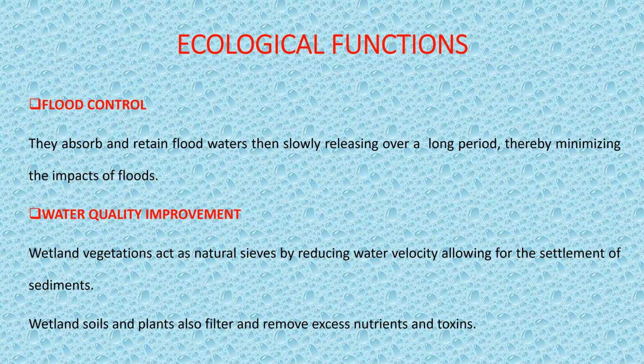Flood control. By acting as natural sponges, wetlands absorb and retain flood waters, then slowly release this water over a long period of time. This minimizes the impacts of floods on terrestrial land. Water quality improvement. Wetland vegetations act as natural sieves by reducing water velocity, allowing for the settlement of sediments. The wetland soils and plants also filter and remove excess nutrients and toxins like nitrogen and phosphorus from water.